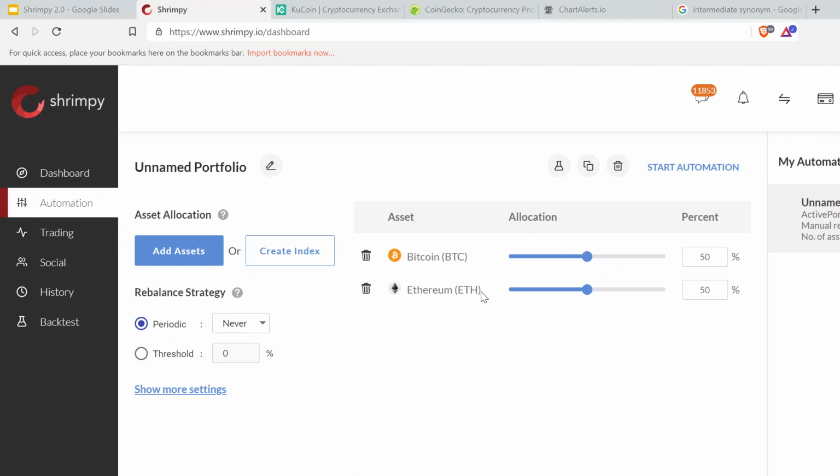So every time a token appreciates, you're taking some of your profit and you're buying the dip on the other token or tokens you might have. And then you rebalance. And again, we've gone through this before in the previous unofficial video. You can do this either through a time period or a specific threshold.